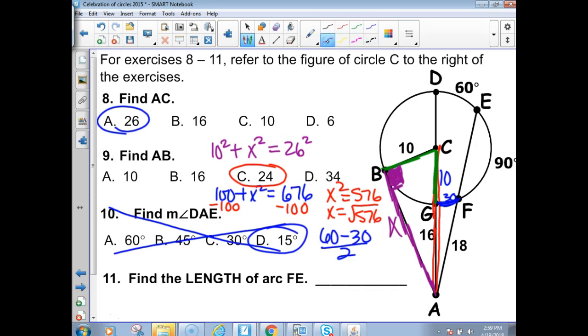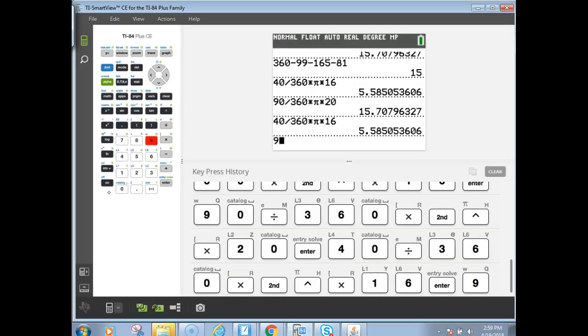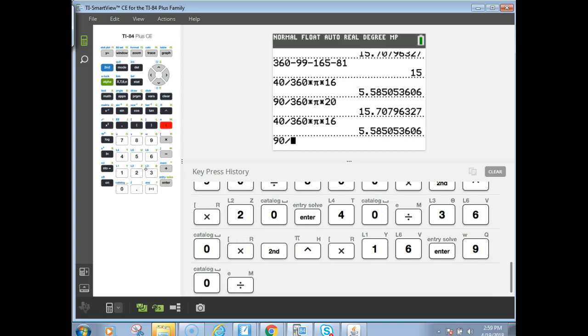You do not have to do that. You do not have to know that for the test Monday or in 2 days. Okay, that is the arc we want to find the length of. So that's x degrees out of 360 times pi times the diameter. So let's get the stuff we need. We've got the degrees, it's 90. What about the diameter? It's 20 because the radius is 10. So that's what we want to calculate. 90 out of 360 times pi times 20. Let's see what that is to the nearest tenth.